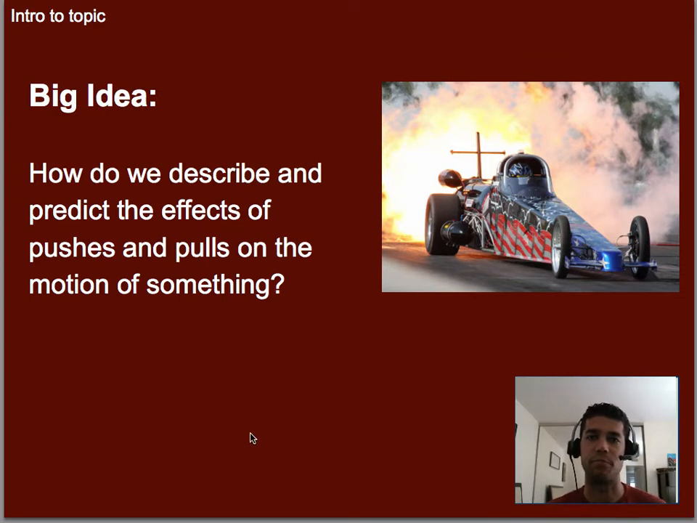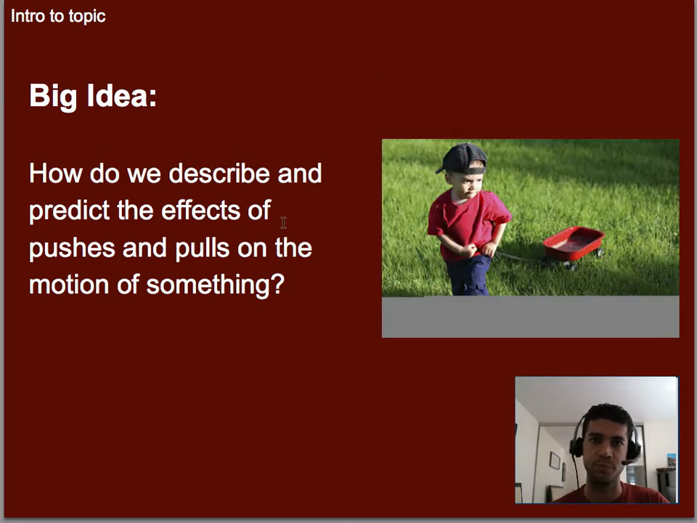Alright, so let's return to the same big idea that we've had before, which is how do we describe the effects of pushes and pulls on the motion of something, and how do we predict those effects? So for example, if we have a dragster here and we double its engine, does that double its speed, or does it change something else, or does it triple its speed or quadruple its speed? What is the mathematical relationship or the pattern that is associated with that? So that's what we're trying to aim towards.